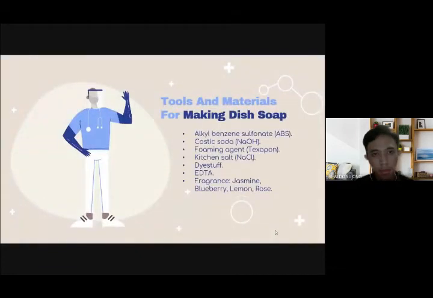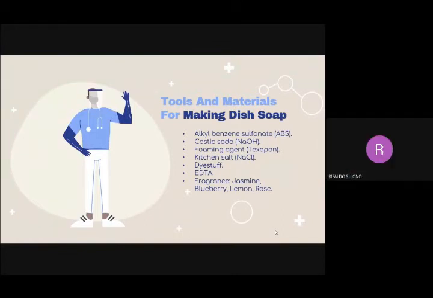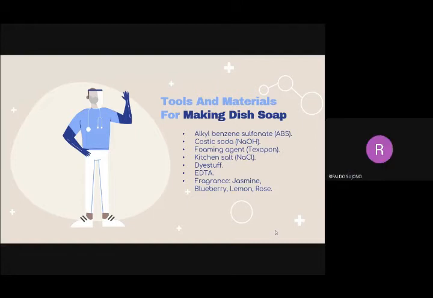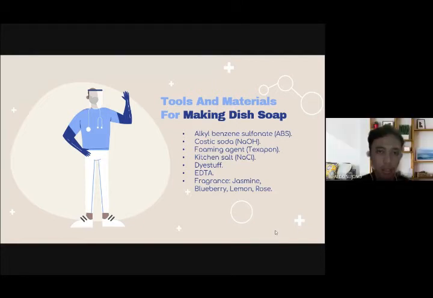Okay, tools and materials for making this soap. For the ingredients: alkyl benzene sulfonate, then caustic soda, a foaming agent, kitchen salt, dye, tap water, and fragrance. Next.